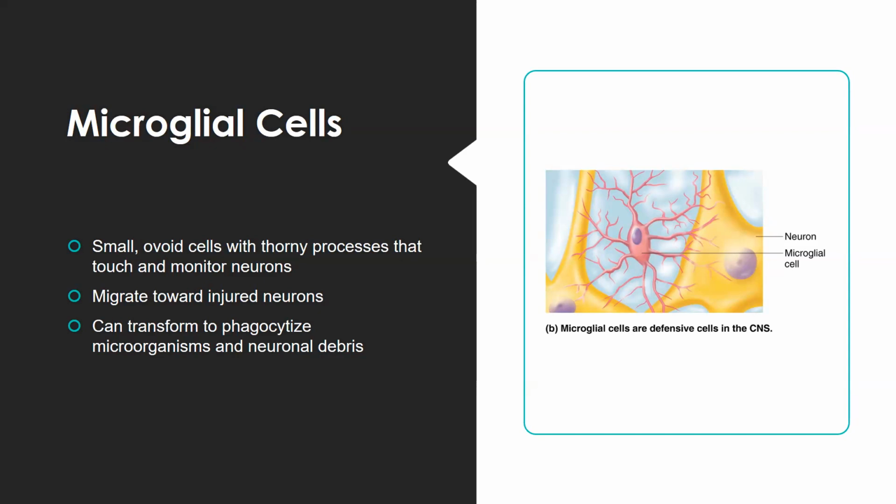They're going to go towards injured neurons. They can become phagocytes. They can phagocytize microorganisms. They can also clean up debris from any damage or attack. And they can help essentially defend or heal a neuron that's damaged or injured in the central nervous system.